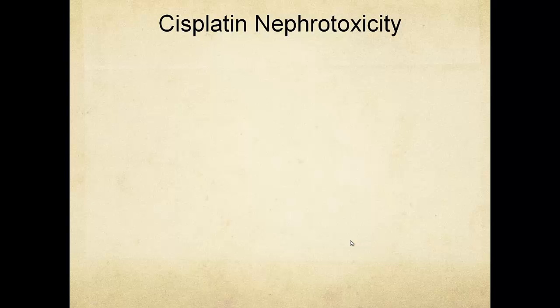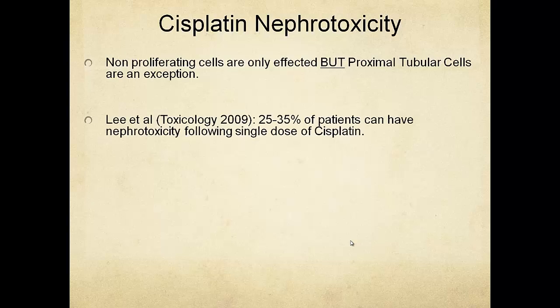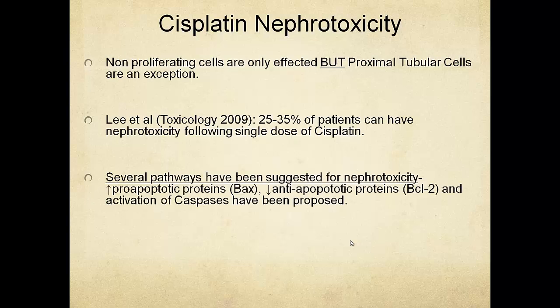If we look at cisplatin nephrotoxicity, we know that non-proliferating cells are not affected. The exception is the proximal tubular epithelial cells. So usually cisplatin affects the neoplastic or rapidly dividing cells. The exception is the proximal tubular epithelial cells. Lee in 2009 proposed that around 25 to 35% of patients can have nephrotoxicity following a single dose of cisplatin exposure.